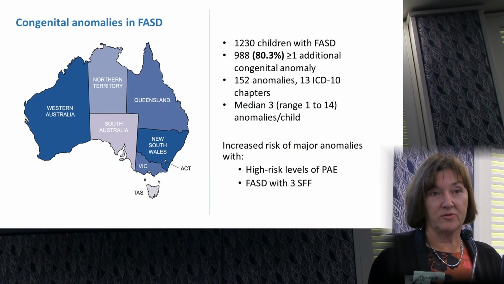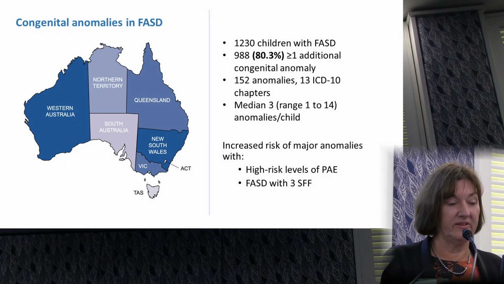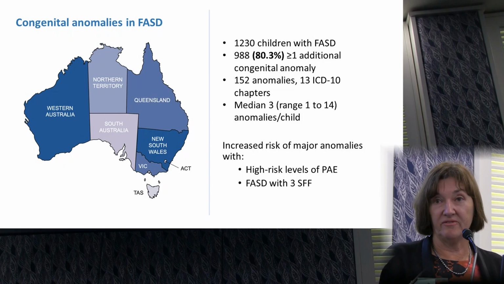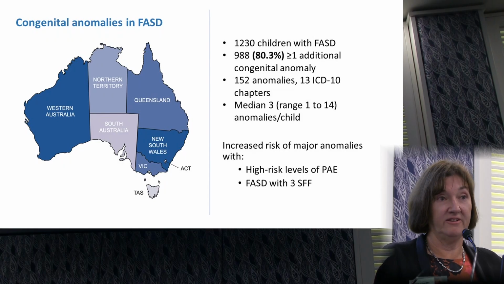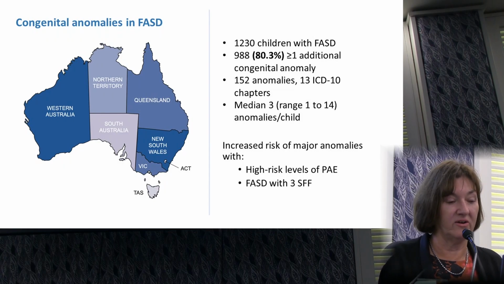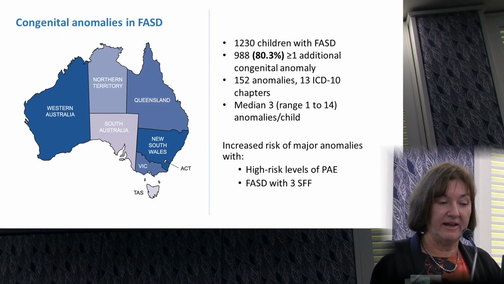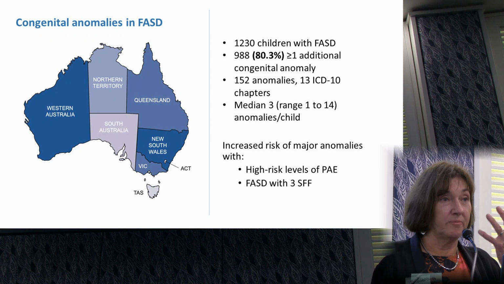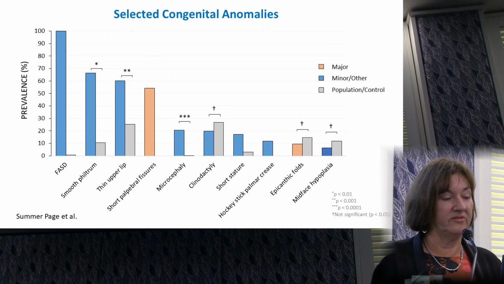A student of ours has recently looked in detail at the congenital abnormalities that have occurred in these children in the national data. 80% of them had a major or minor congenital anomaly, in addition to having the diagnosis of fetal alcohol spectrum disorder. And the higher risk levels of prenatal alcohol exposure or the presence of the 3 facial features made it more likely, not surprisingly, that you would have one of these birth defects.